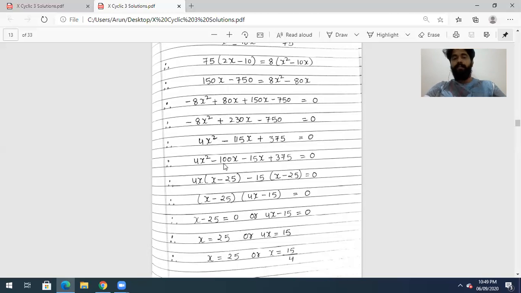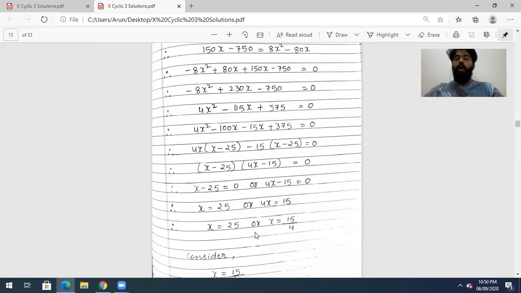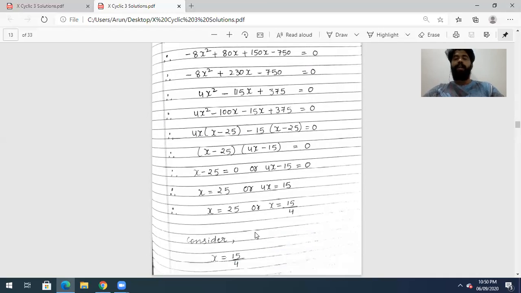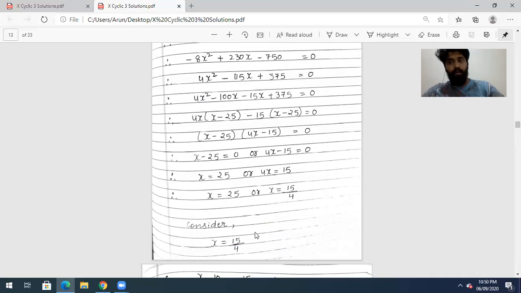So the numbers are minus 100 and minus 15. So 4x² minus 100x minus 15x plus 375 is equal to 0. Take 4x common, x minus 25, minus 15 common, x minus 25 is equal to 0. So (x minus 25)(4x minus 15) is equal to 0. So x minus 25 is equal to 0 or 4x minus 15 is 0. So either x is equal to 25 or x is equal to 15 by 4.